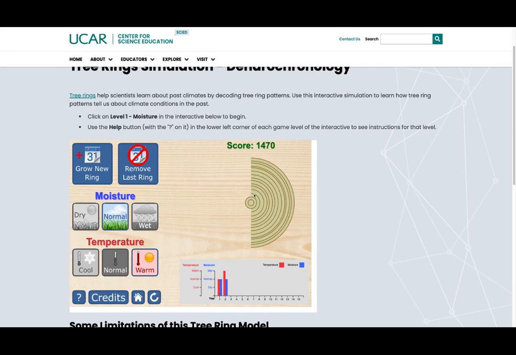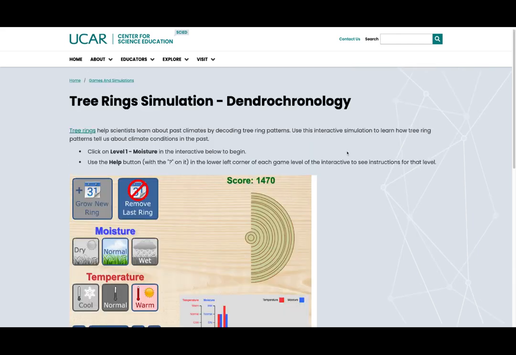When I'm finished, I'm going to take a screen grab of my finished work. So it's not going to be like what you see here where it's only partially done. And I'm going to upload that to the assignment as my proof that I completed this task.